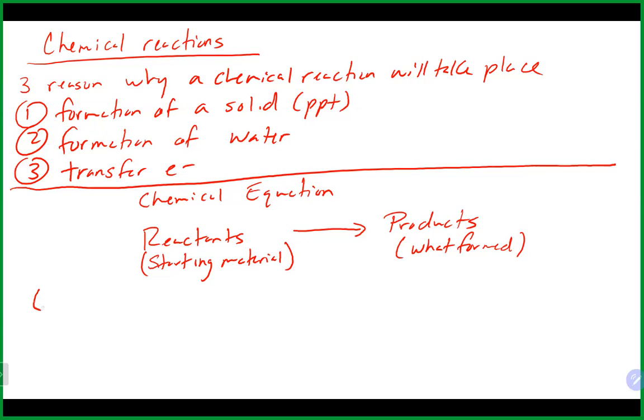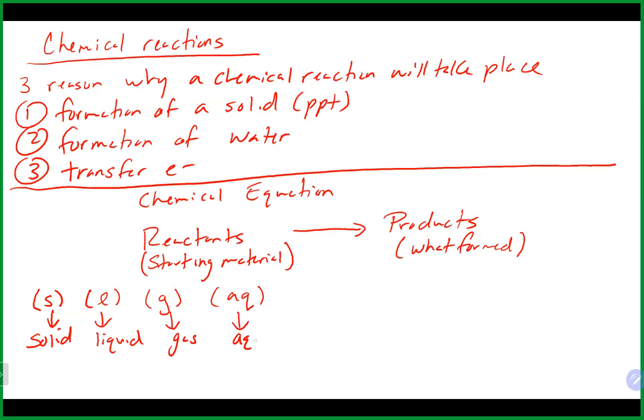Sometimes we will see an S written next to a formula. We will see an L written next to a formula. We'll see a G written next to a formula, or we may see an AQ written next to a formula. S is a solid. That means that guy is in the solid form. L is liquid. G is gas. AQ is what is referred to as an aqueous environment. It's basically a water environment.